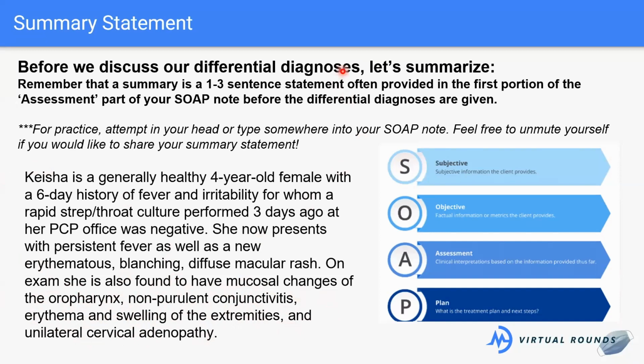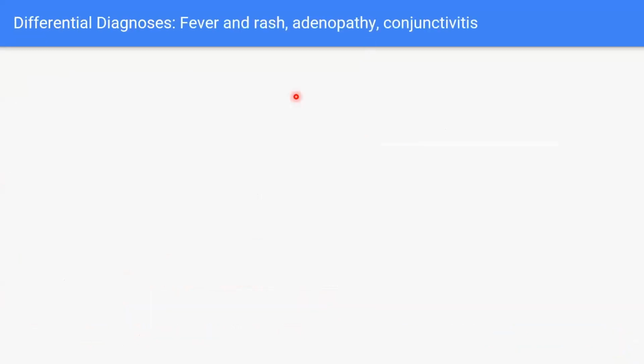So that would be mostly our summary statement of what we know so far about her. All right, so what is your differential at this point for fever, rash, adenopathy, conjunctivitis? We already talked a little bit about some potential causes, but if you can remember any, or if you come up with any new ones that might be the cause of this patient's presentation, you can put that in the chat.